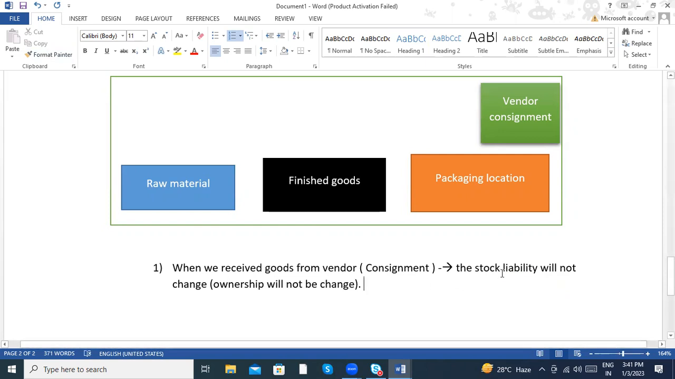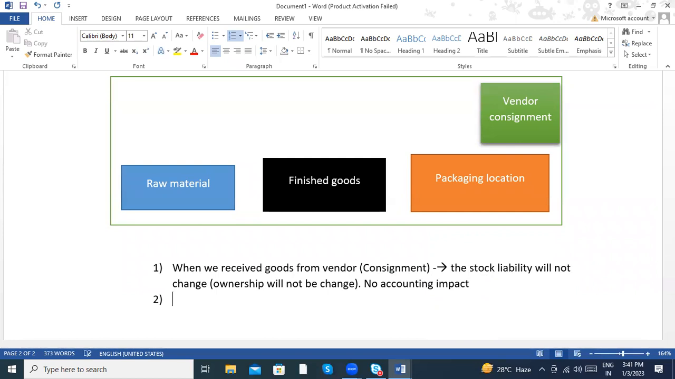So the stock liability will not be changed. Even when you receive the stock, there is no accounting impact, because we have not taken it up into our ownership yet. Only when it is our ownership will the accounting impact be there. So no accounting impact here.